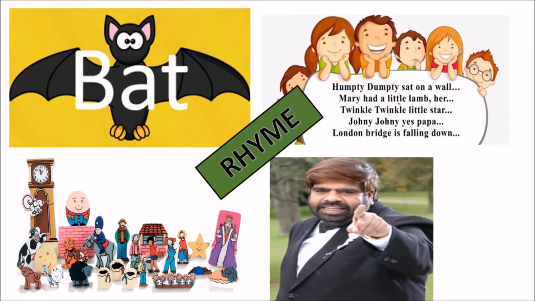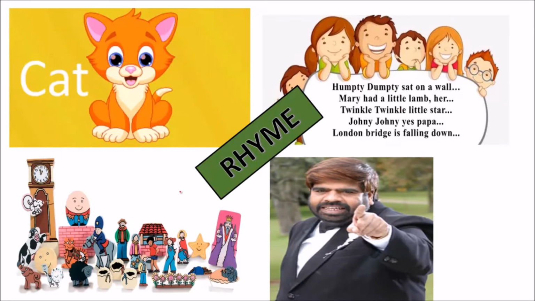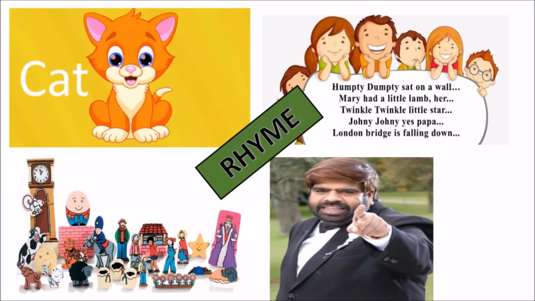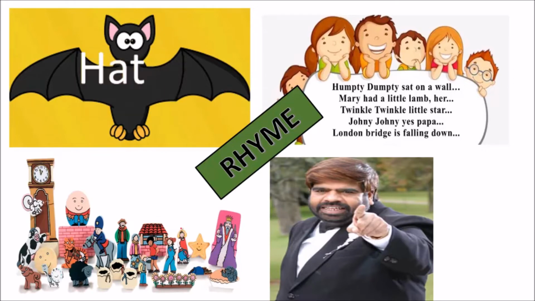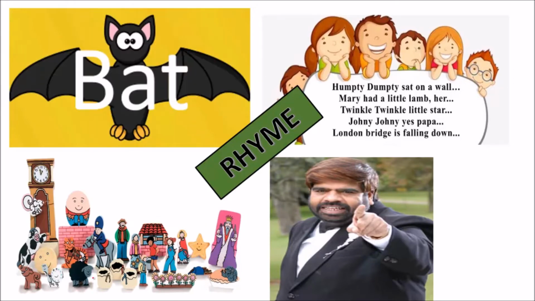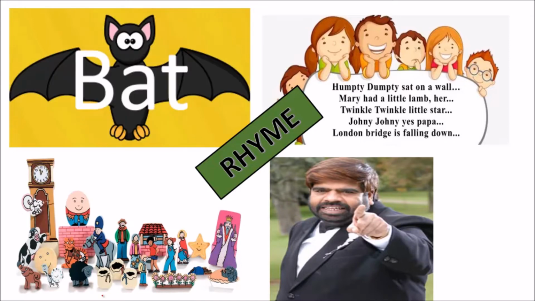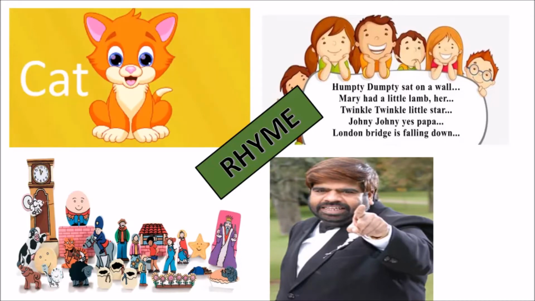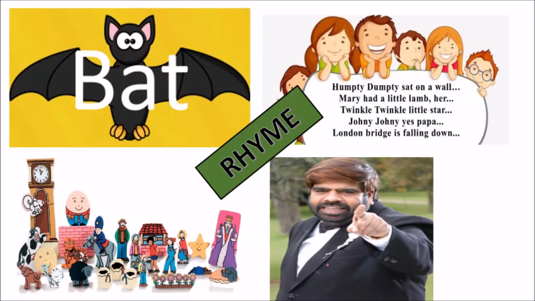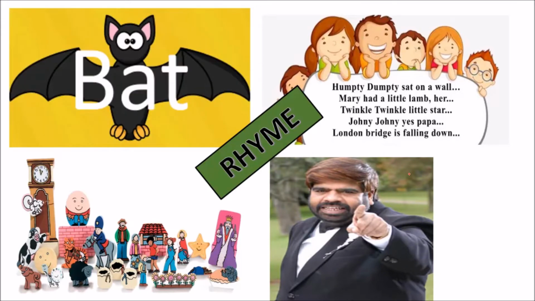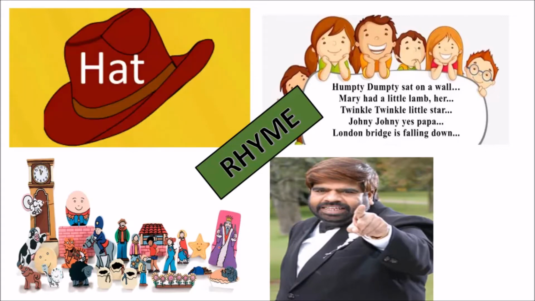Humpty Dumpty, Mary had a little lamb, these are rhymes. Here this third clue is a combination of many nursery rhymes. This is Humpty Dumpty sat on the wall, twinkle twinkle little star, Baa Baa Black Sheep with 3 bags full, Hickory Dickory Dock, Jack and Jill, and things like that. Finally, this fourth clue, he is a man famous for his rhyming punch dialogues. So hence, the connection here is rhyme. Let's move on to our next question now.